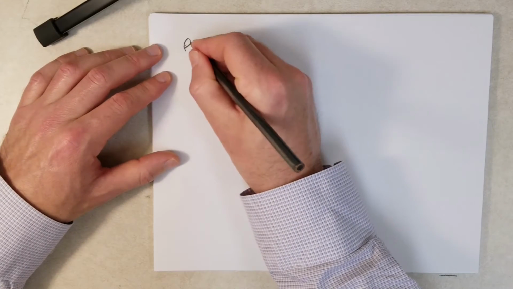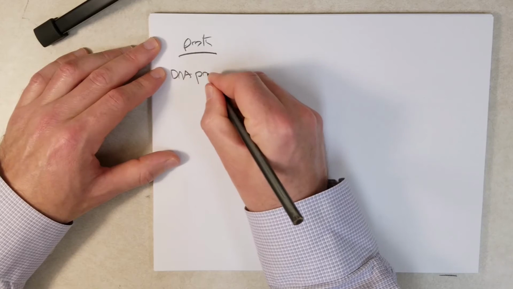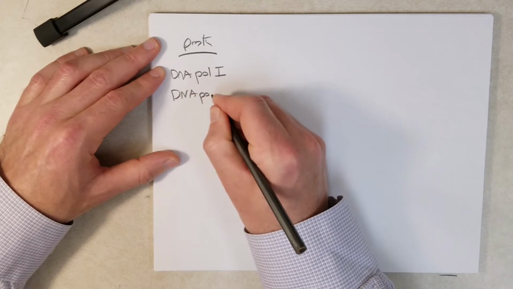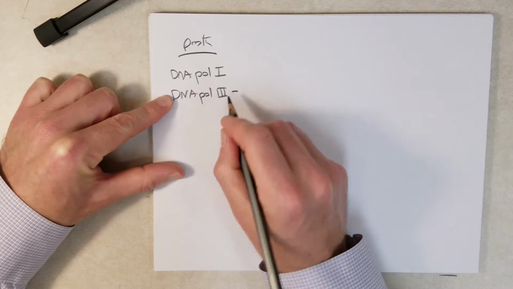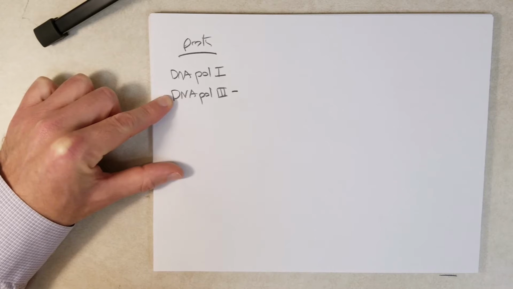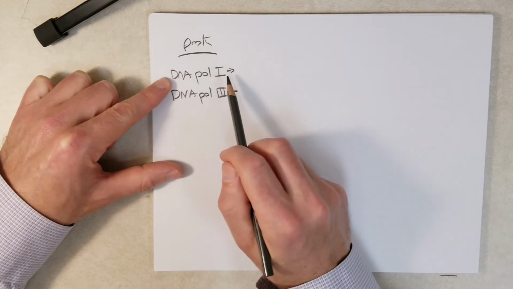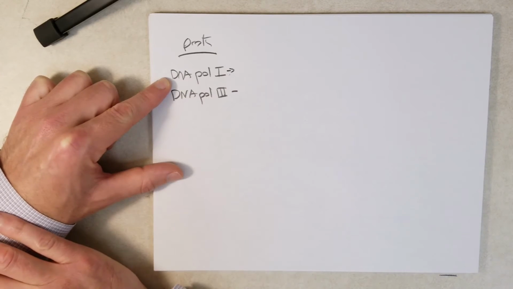So in prokaryotes, we talk about two main polymerases, DNA polymerase I and DNA polymerase III. DNA polymerase III does most of the replication of the leading and lagging strands. DNA polymerase I essentially removes the RNA primers and fills in the gaps left when the primers are removed.